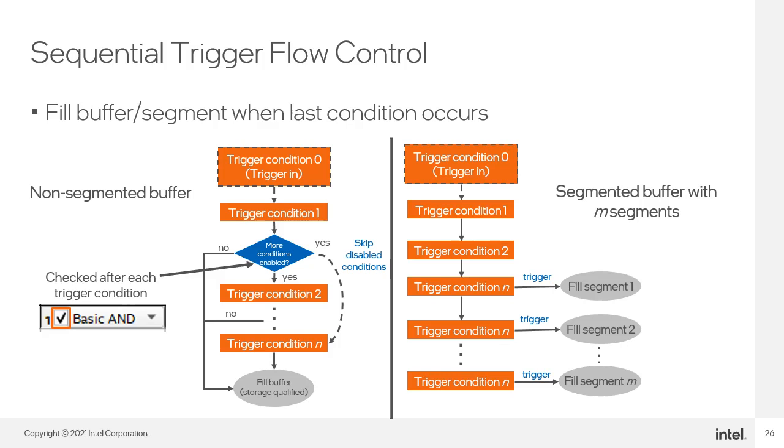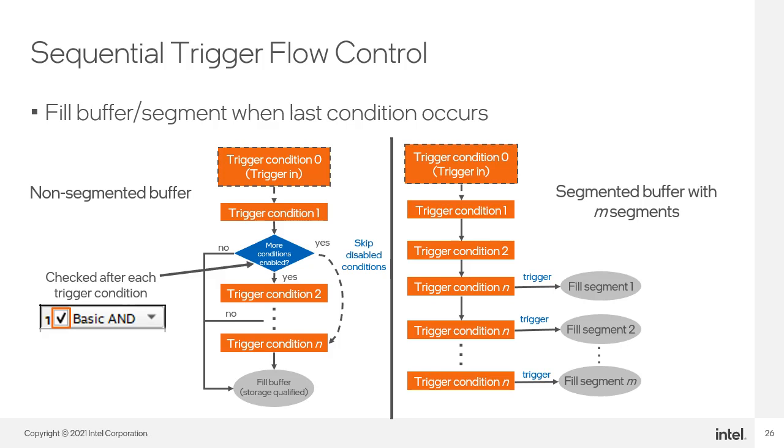Let's look at the sequential flow graphically to get a better understanding of how it works. On the left is the flow for a non-segmented buffer, and on the right is the flow with a segmented buffer with M segments, both with N trigger conditions configured. The sequential flow starts the same for both types of buffers. If there is a trigger in, it is evaluated first. Next, trigger condition 1 is evaluated, if it is enabled. Remember, trigger conditions in the sequential flow can be disabled using the checkboxes at the top of each trigger condition column.